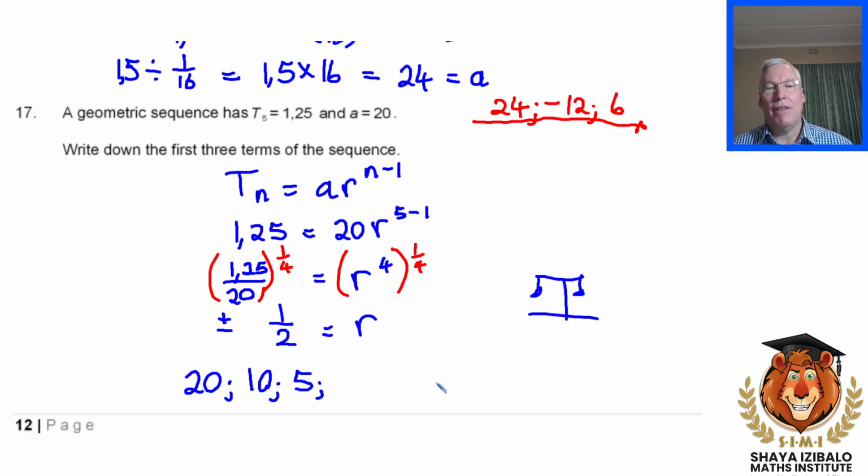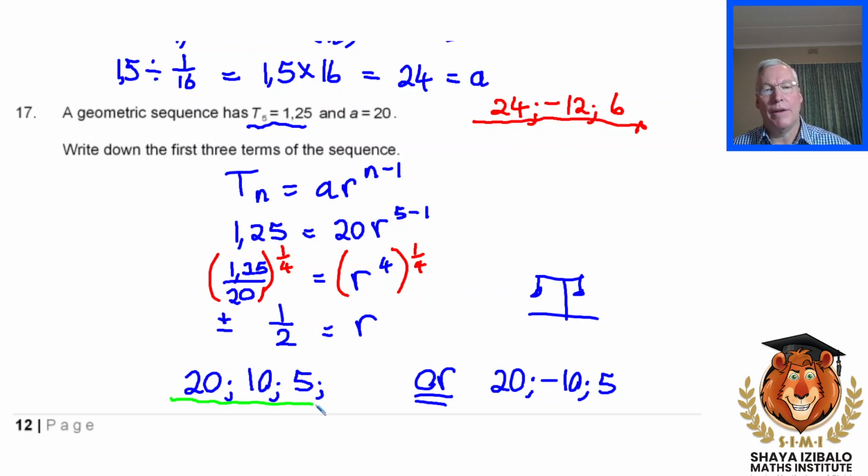All right. But the other possibility for the first three terms, all right, is that we get 20. And then if we multiply by negative a half, we're going to get negative 10. But then when we multiply by negative a half again, we're still going to get positive 5. And you'll see that obviously here we would get negative 2.5 as our next term. But then again, we would get positive 1.25. Okay, so there are actually two possible answers there.